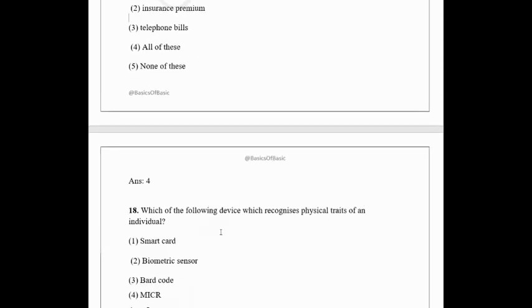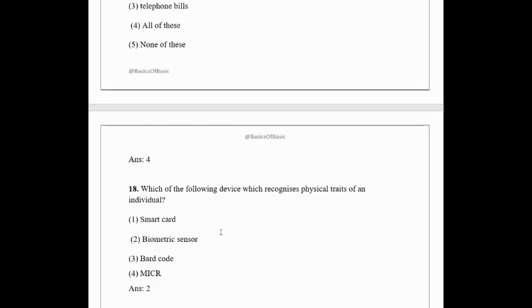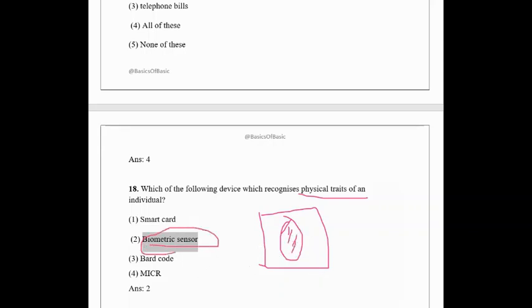Which of the following devices recognizes physical traits of an individual? So it is biometric sensor. See, the question itself has physical traits. So in the biometric sensor, if you keep your thumb, it will get sensed and the attendance will be taken. So here physically you are keeping your hand here. So that's why the biometric sensor is the one which will be used. Okay, remember this.